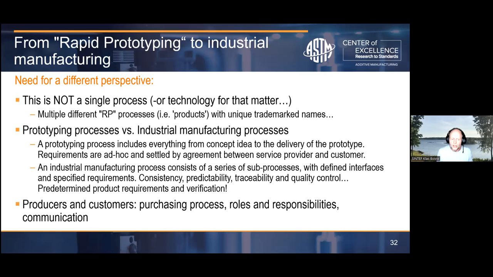And then, of course, whether you're a producer or a customer, there's a different purchasing process if you are buying a prototype than if you're buying an industrial product. In particular, if it's a subcontractor, with the different roles and responsibilities you need as a customer for an industrial product, you need to check different things than you would for a prototype. And you also need to be very careful in how you communicate things.